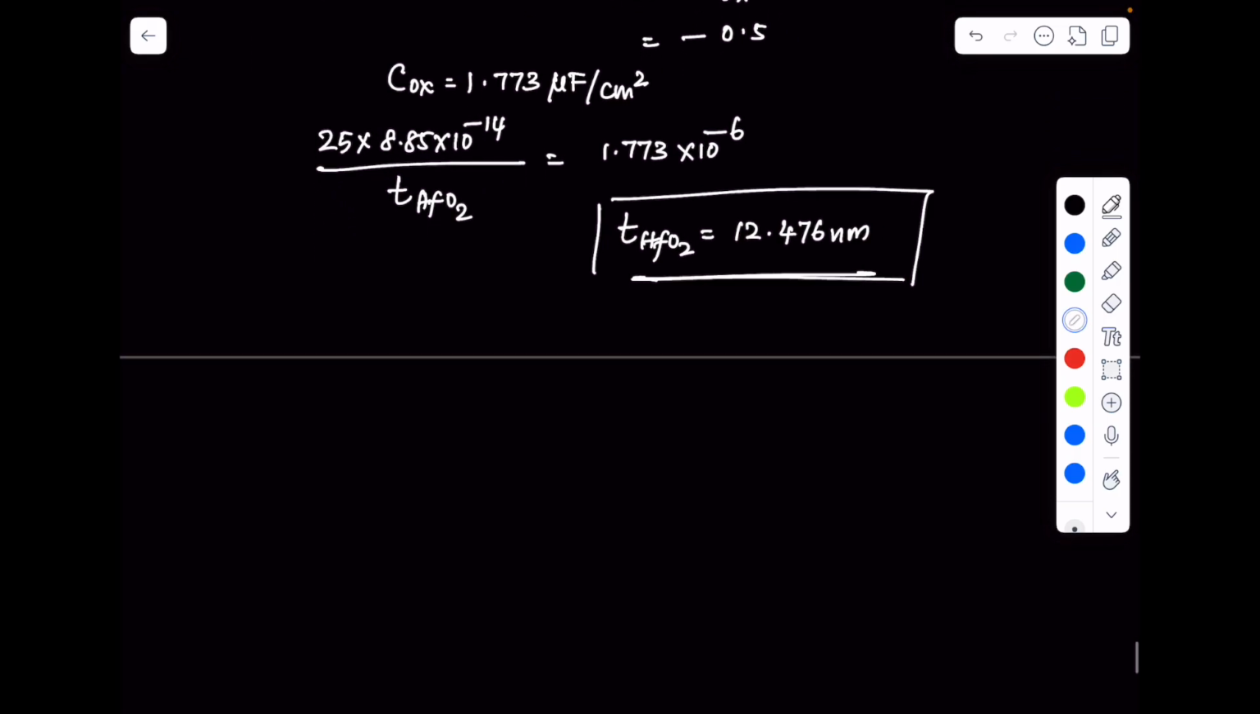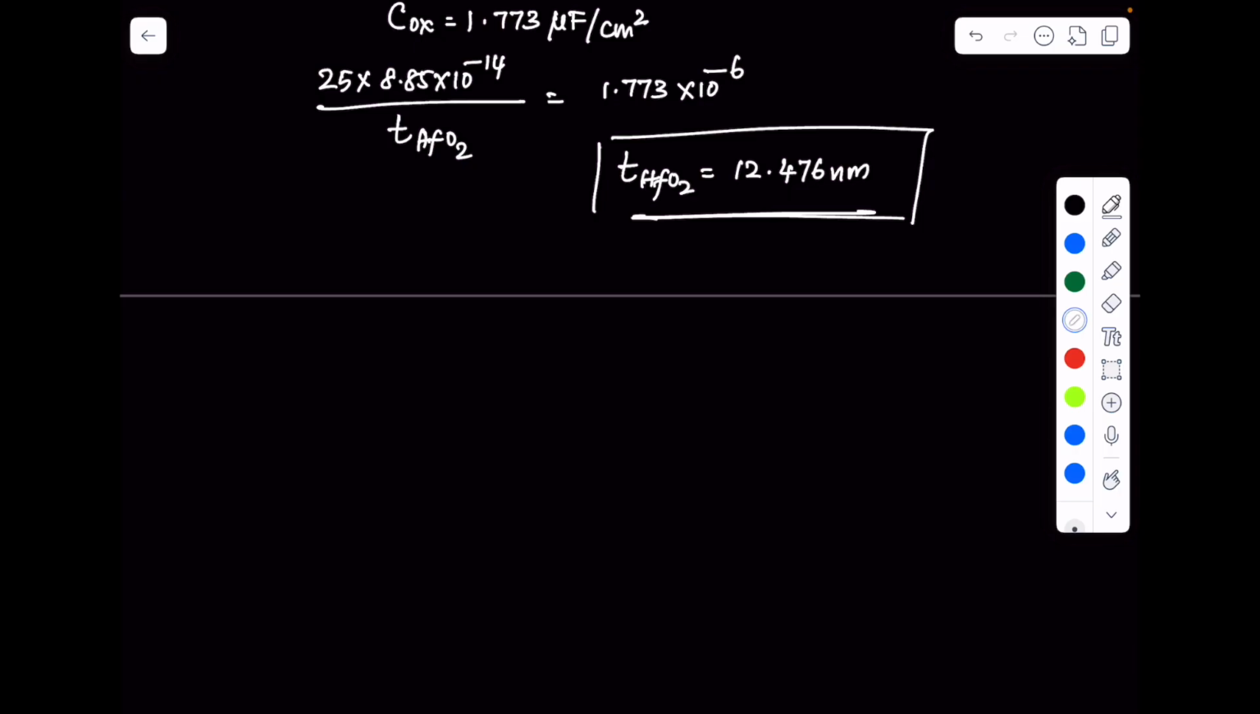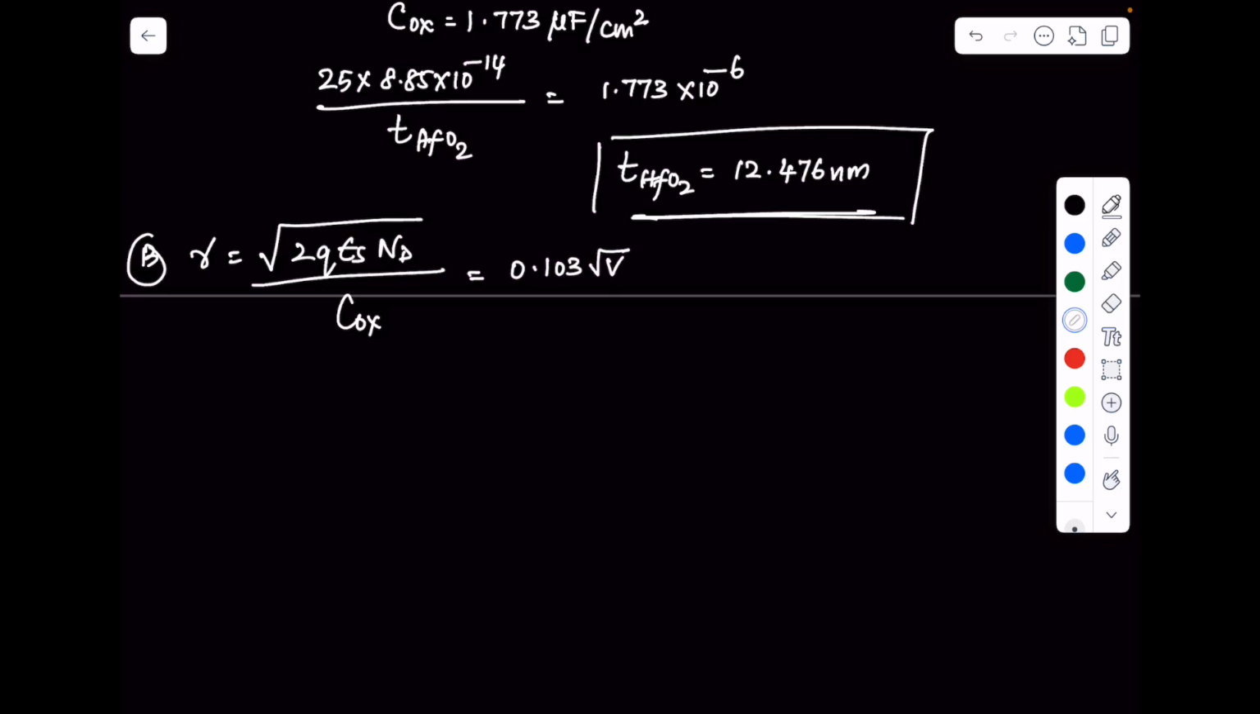Now once you know that, and you know Cox, now your gamma factor, part B, is given by square root of 2q epsilon_s N_D divided by Cox, and substituting the values, it's 0.3103 per volt. So that is your gamma. Now find the substrate bias when in saturation the drain current is 200 microamp.